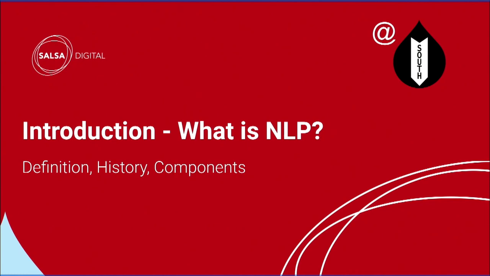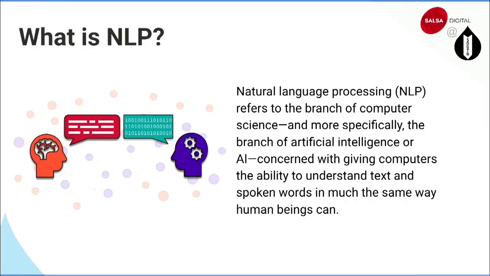By definition, it refers to the branch of computer science, and more specifically the branch of artificial intelligence, concerned with giving computers the ability to understand text or spoken words in much the same way a human being can. So it's always about the interaction between a human and a computer, how a computer can easily understand a human language.